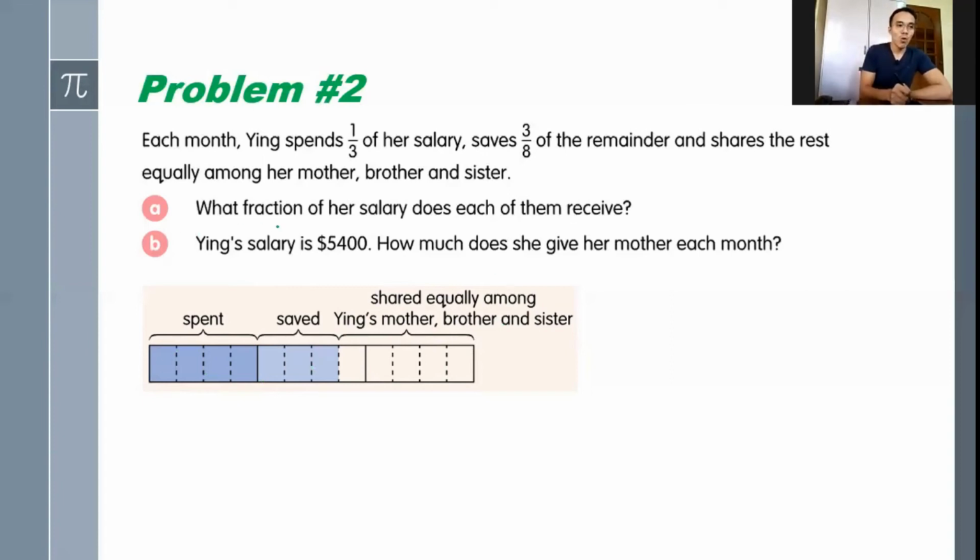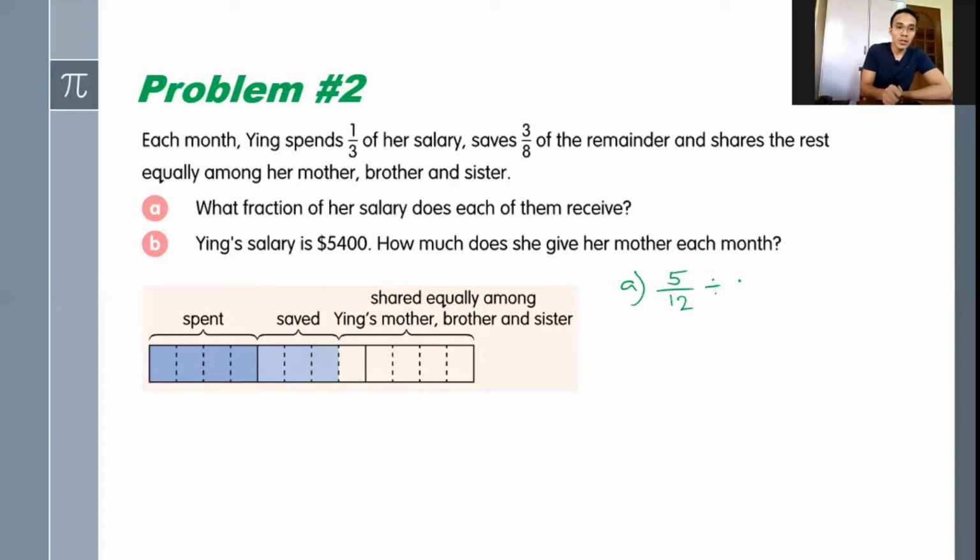Question letter A, what fraction of her salary does each of them receive? Notice that these 5 parts were equally divided into 3 people. And what is the fraction of these 5 parts? We have 5 parts out of how many parts? 5 parts out of 12 parts. So for letter A, we have the fraction 5/12.